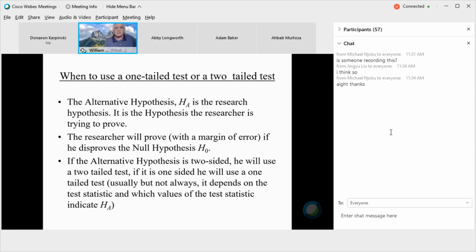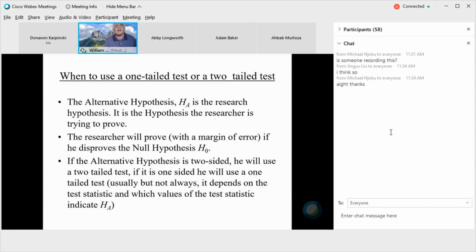When to use a one-tailed test or a two-tailed test? As I pointed out before, the alternative hypothesis is the research hypothesis. It's the hypothesis that the researcher is trying to prove. The researcher will prove, with a margin of error, the alternative hypothesis if he disproves the null hypothesis, if he nullifies the null hypothesis. If the alternative is two-sided, he'll probably use a two-tailed test. If it's one-sided, he'll use a one-tailed test.